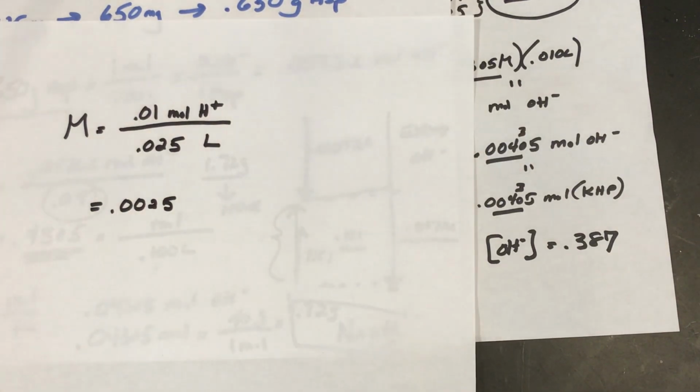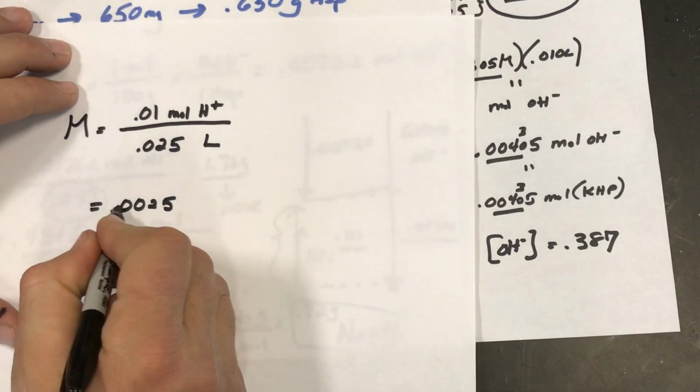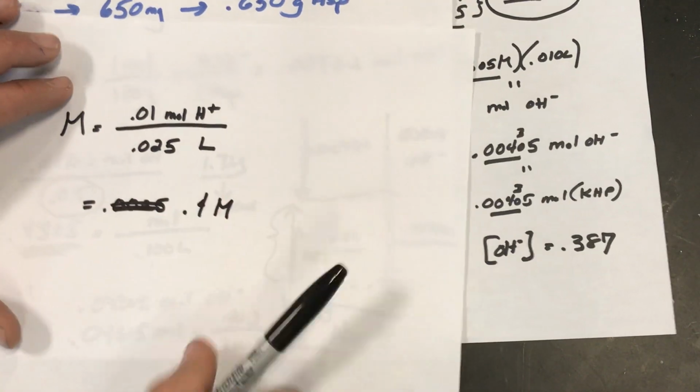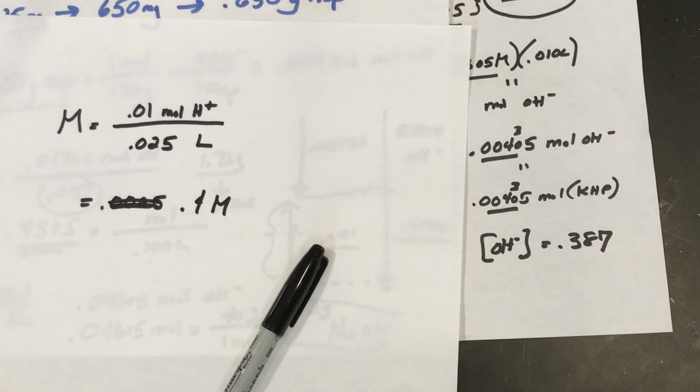0.00025. Is that correct? 0.01 divided by 0.025? Oh, we're doing division. Yes, I don't think so. 0.4. Yeah, I thought so, because we're dividing. So 0.4 molar. Okay. So give me some more sig figs there. It was just 0.4. Okay, 0.4, 0.40. Yeah. 0.40.